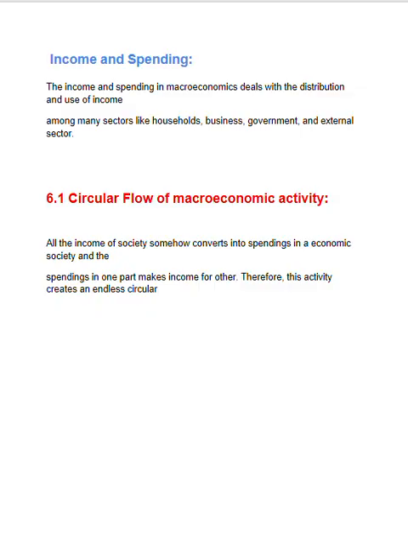Income and spending in macroeconomics deal with the distribution and use of income among many sectors like household, business, government, and external sector. The main sectors among them are household, business, government, and external sector. Those are denoted here. Then we need to look at the circular flow of macroeconomic activity.